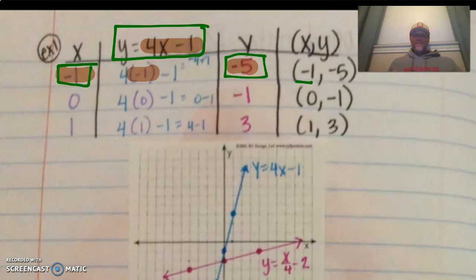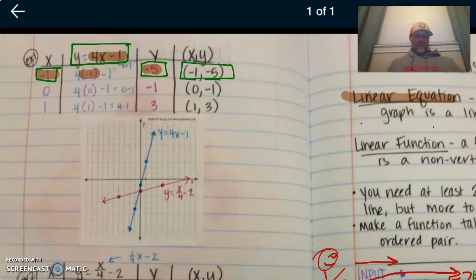Your y is negative 5, which we write right there as the ordered pair. Well, what do you need to be able to plot a line on a graph? You need an ordered pair. Guess what x and y is? An ordered pair. Okay, so then we can take that and plot it.